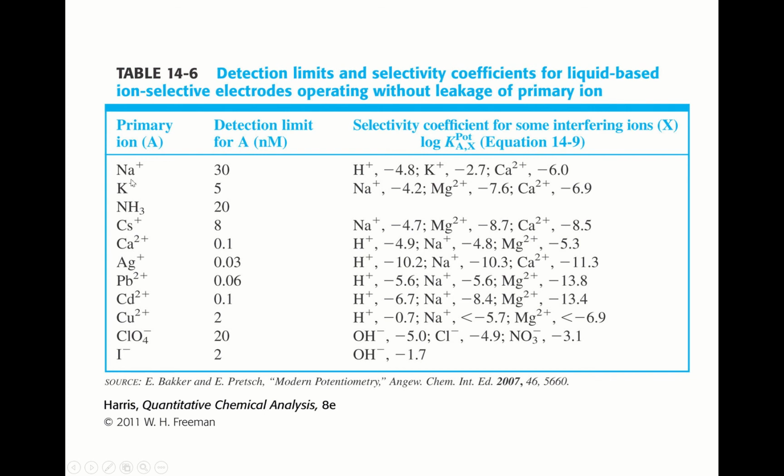For the sodium ion, detecting the sodium ion concentration is very important, and the detection limit is 30 nanomolar. For potassium ion, 5 nanomolar. And here are the main interfering ions: ammonium and cesium ion, calcium ion, and you see silver ion like that. So for these ions, there are ion selective electrodes available.